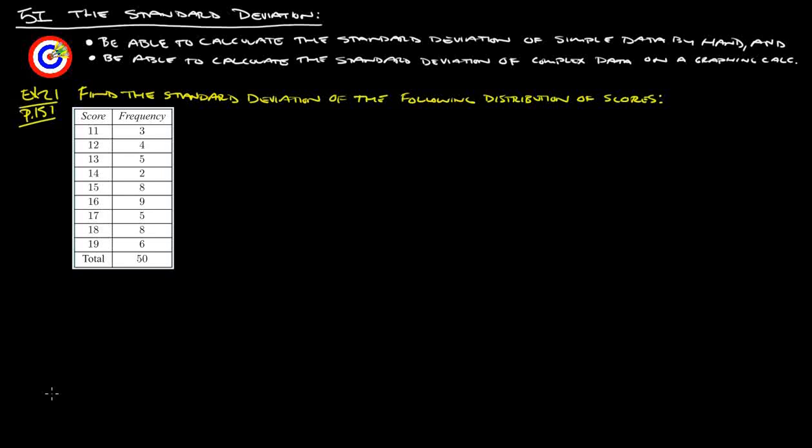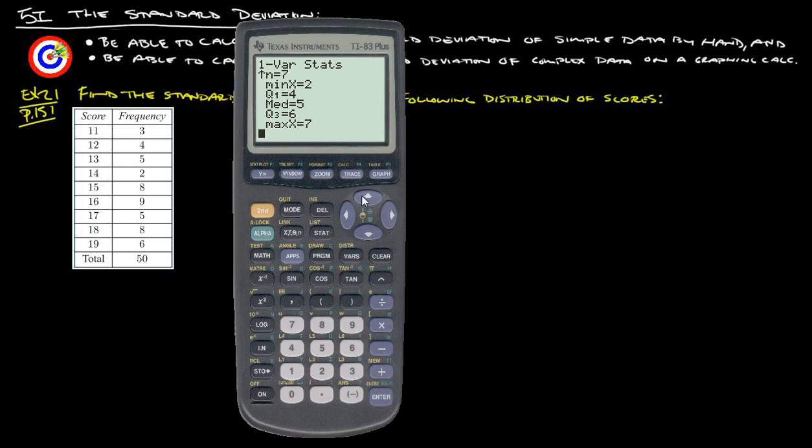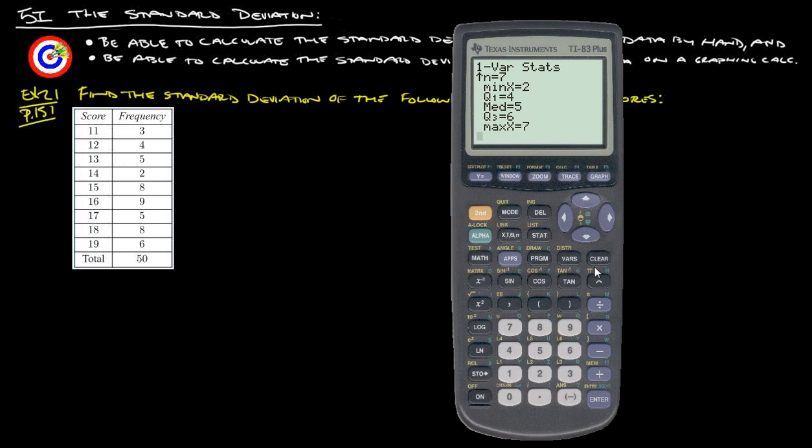Okay, so find the standard deviation of the following distribution of scores. So very similar to what we just did. And again, I'm going to show you how to do all this by calculator. Doing this by hand takes a long time, and it's just not a real great use of time, especially when you have graphing calculators. And again, most of your scientific calculators will do this as well.